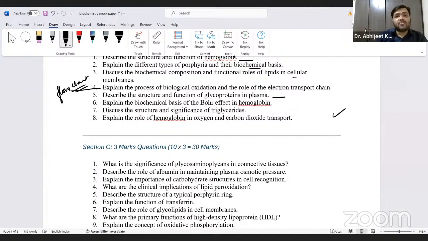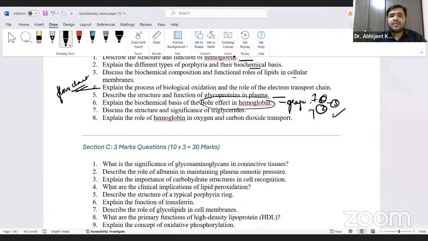Again, we have discussed the glycoproteins and Bohr's effect. I have already told you the graph is important. Then we have to tell the right shift, the left shift, the sigmoidal graph, and what factors favor the right shift and which favor the left shift. We have already discussed this in detail, guys, right?